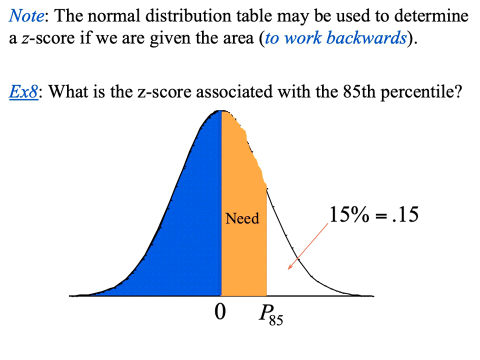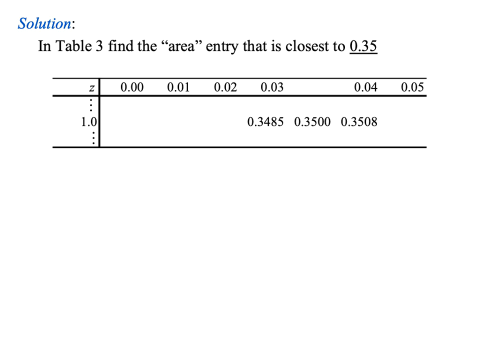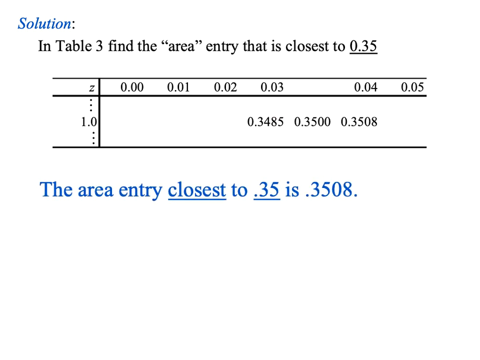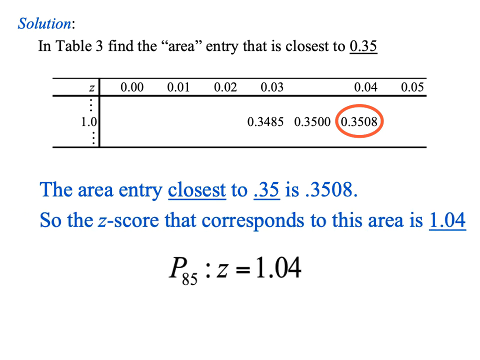Since I know that the tail is 0.15, the piece that I need is 35%, 0.35. So I'm looking in my table for that percent, because that'll allow me to find the z-score that would give that percent and have all my data that's less than that be 85%. In my table, I'm looking for the value that's closest to it. The closest value that I have is 0.3508, which means the z-score that closely corresponds to this would be 1.04.